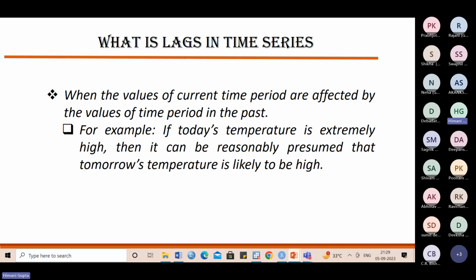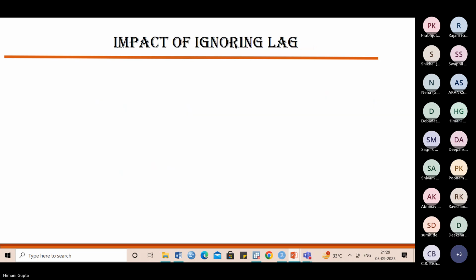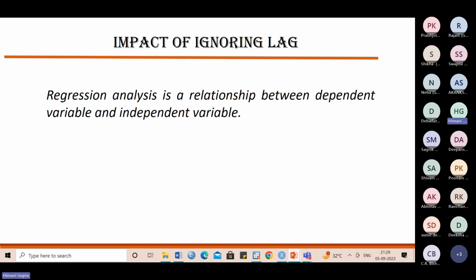And for all this, you have to be supported by the literature and the theories. In regression analysis, we are just examining the relationship between your dependent variable and your independent variables. Over here, your dependent variable is the value of the variable that you are taking in today's state, and your independent variables will be the lag values of the dependent variable as well as other external variables and their lag values also.